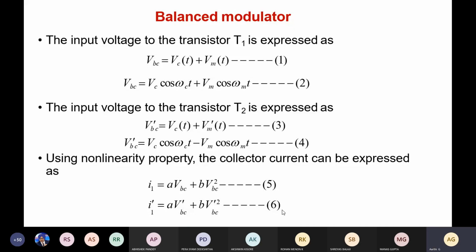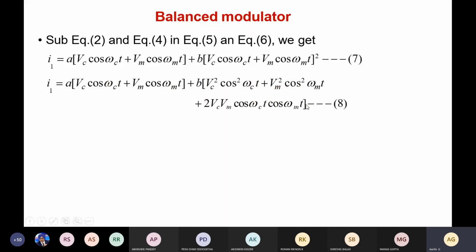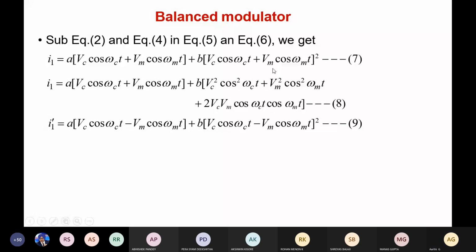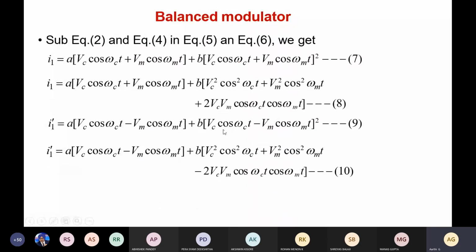After we substitute the second equation in 5, we are going to expand the a plus b whole square form. In this we are just expanding a plus b whole square, which is VC square cos square omega ct plus VM square cos square omega mt plus 2 into cos a into cos b. This is equation number 8. Similarly, we are substituting the fourth equation in the sixth equation, and again we expand this. This will be a minus b whole square form, which we are just expanding. Let us take these as equations 8 and 10.